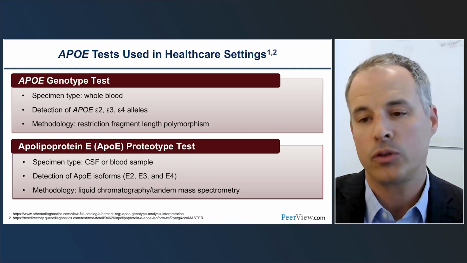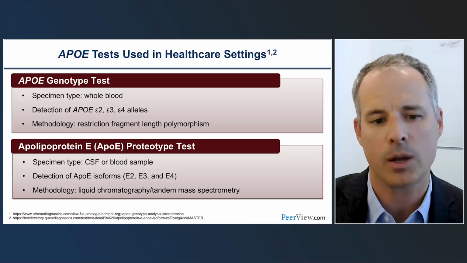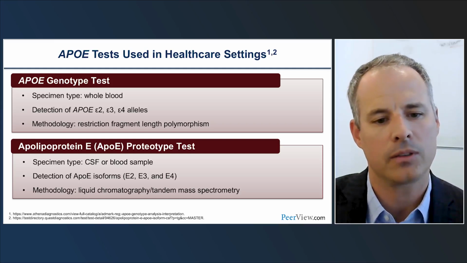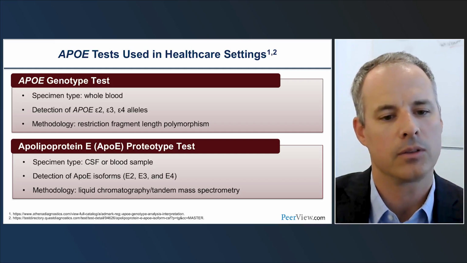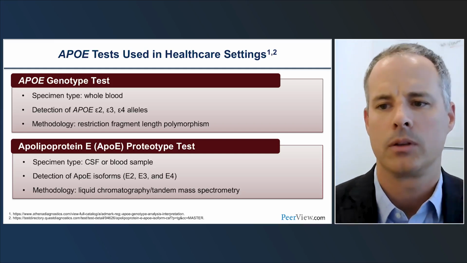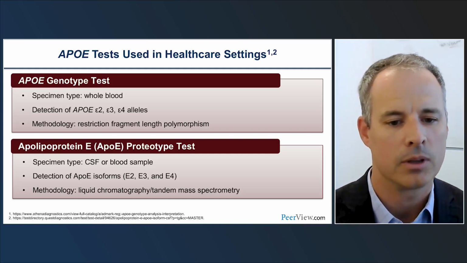There are APOE proteotype tests. These look at the protein itself, often using mass spectrometry. This can be done in CSF or blood. There are several companies doing this, and it's considered a very accurate way to determine your APOE proteotype, which tells you what your APOE genotype is.